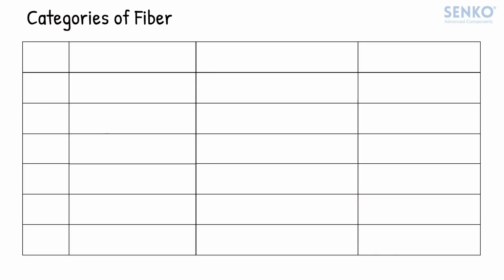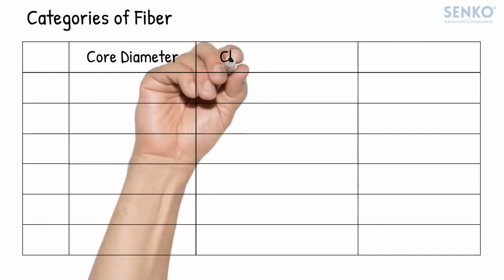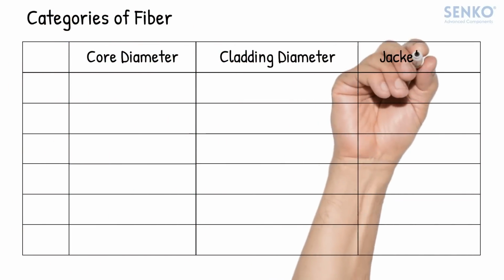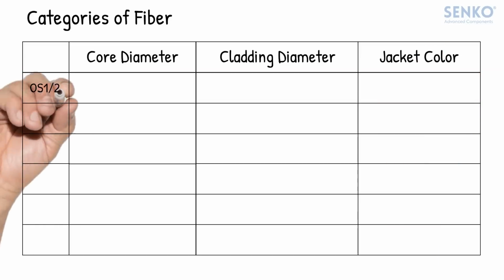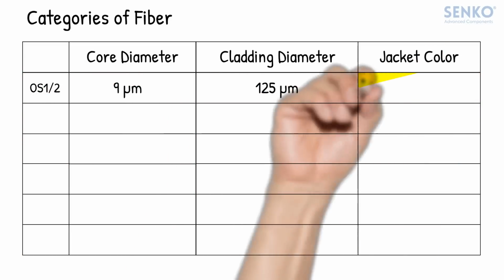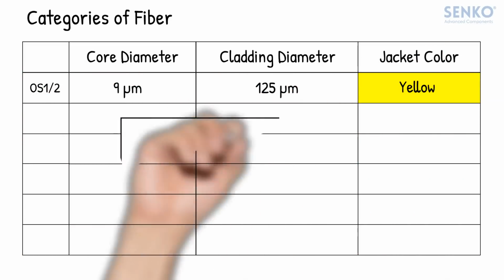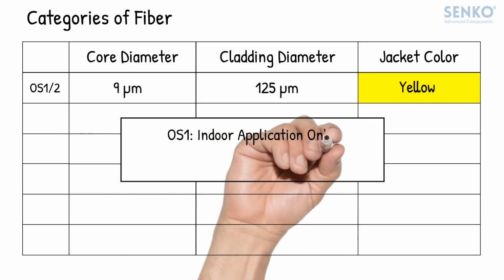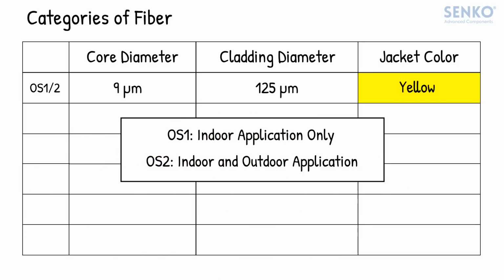Single-mode fibers and multimode fibers can further be broken down to different categories. The single-mode fiber can be categorized as OS1 and OS2. While both have the same physical dimensions, OS1 fiber has a higher attenuation per kilometer of fiber and is only suitable for indoor use, while OS2 fiber is suitable for indoor and outdoor deployment.